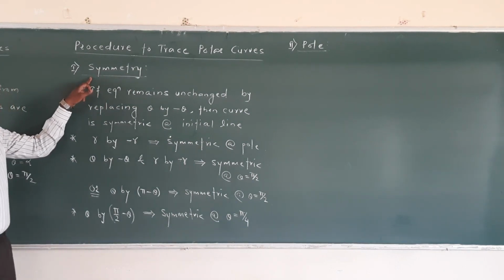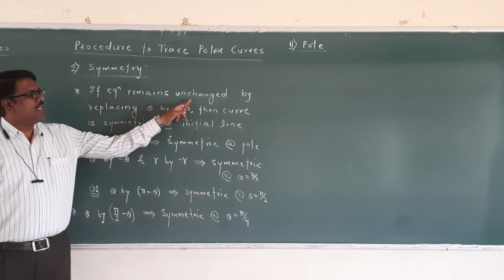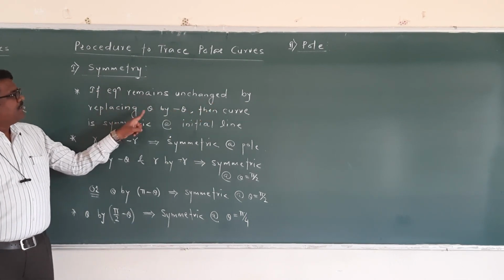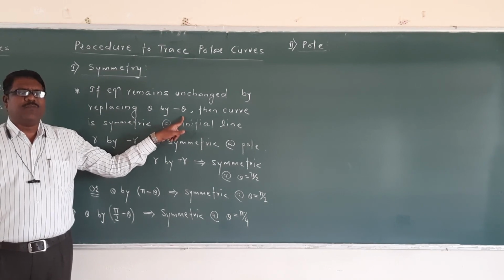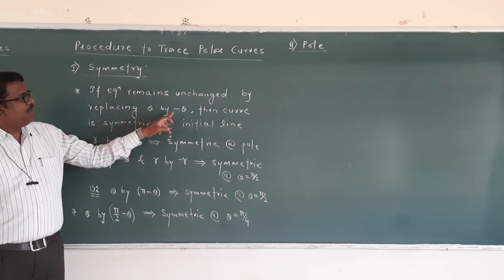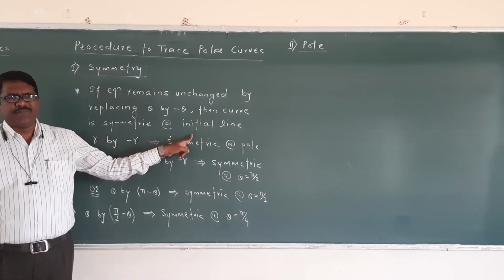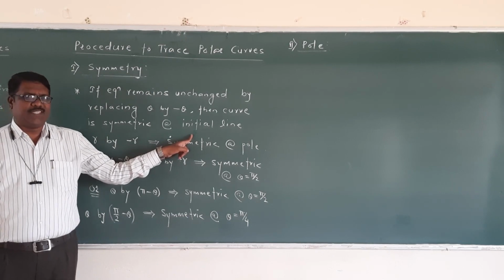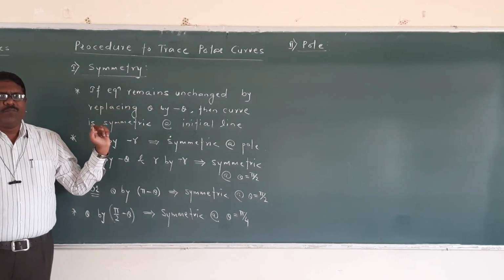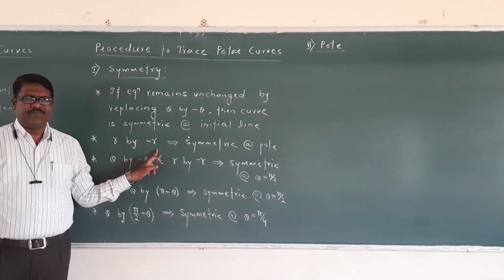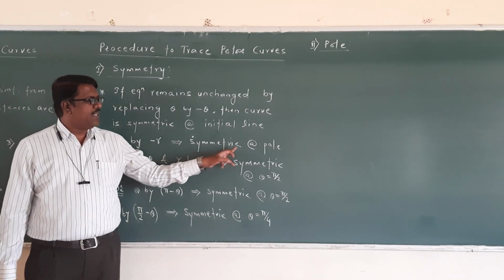How do we check the symmetry of the curve, if the equation is given in polar form? Basically the equation in the polar system is given in terms of r and theta. If the given equation remains unchanged by replacing theta by minus theta, then the curve is symmetric about the initial line. The initial line is nothing but the positive x-axis. The second point is, if the equation remains unchanged by replacing r by minus r, then the curve is symmetric about the pole.